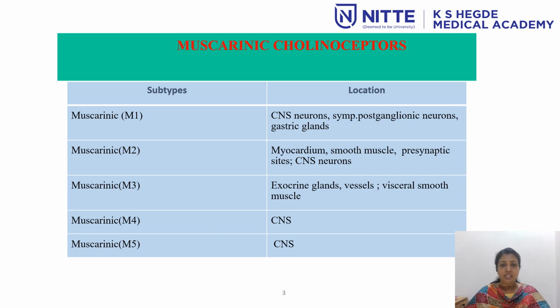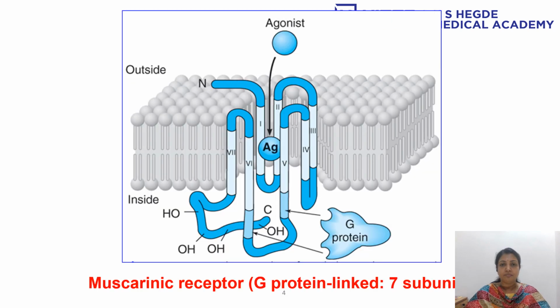Next, you have M3 receptors. M3 receptors are present on the exocrine glands, vessels, and visceral smooth muscles. They are also excitatory in nature. And M4 and M5 are mainly present on the CNS. So, of the five subtypes of muscarinic receptors, M1, M2, and M3 are very important.